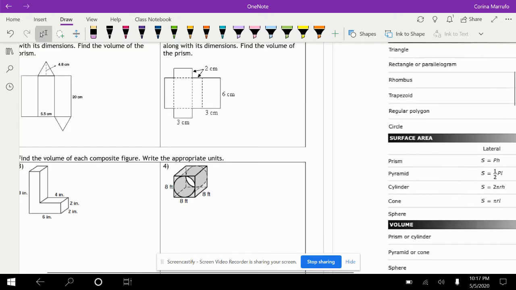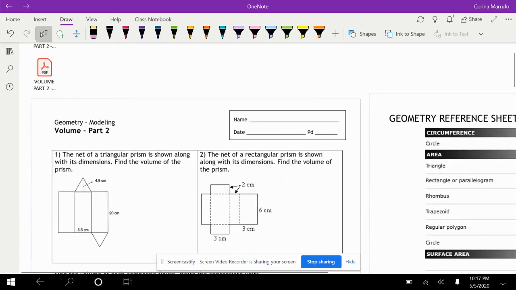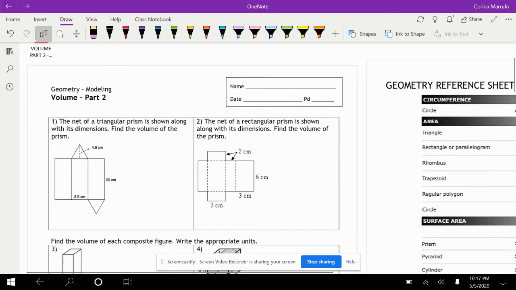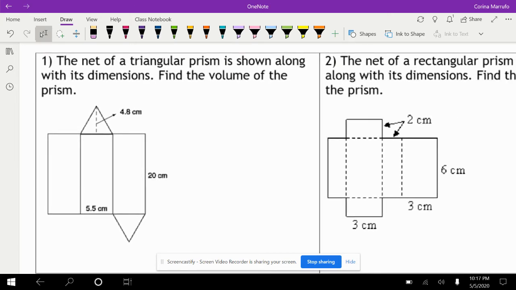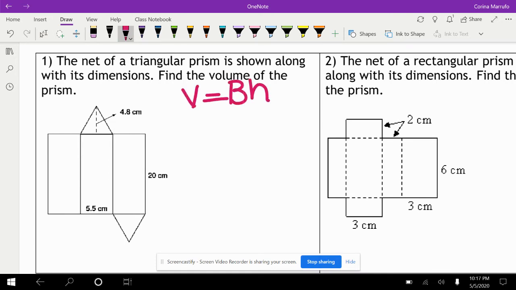So if we look here, it says the net of a triangular prism is shown along with its dimensions. Find the volume of the prism. So they already tell us that this is a prism, and specifically a triangular prism. Since it's a prism, we're going to use volume equals big B times little h. Remember, big B stands for the area of the base. Since it's a triangular prism, the base is a triangle. So these are the bases.